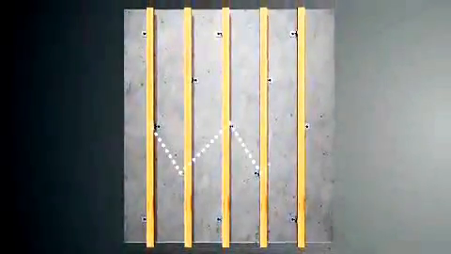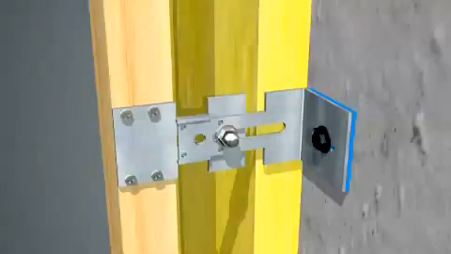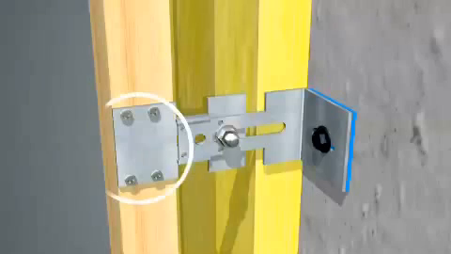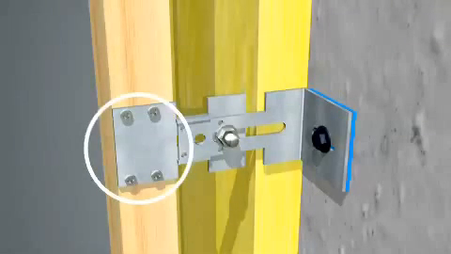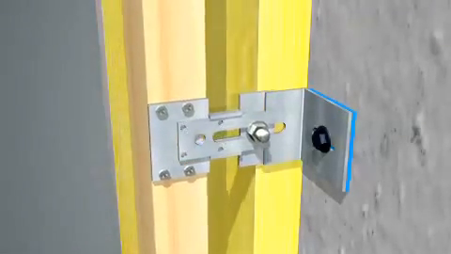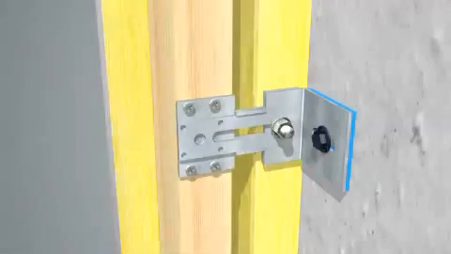Brackets for neighbouring battens are also staggered horizontally. 50mm thick battens are held in place with 4 stainless steel wood screws. Any levelling can be made before final tightening of the bracket bolt.